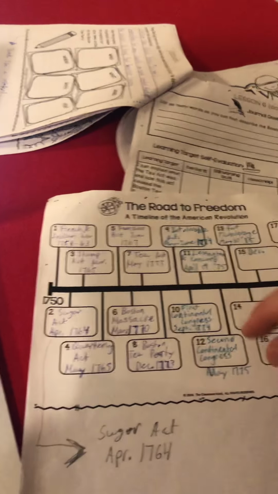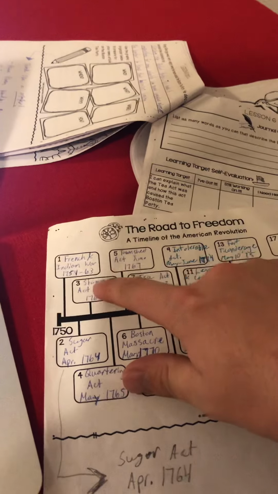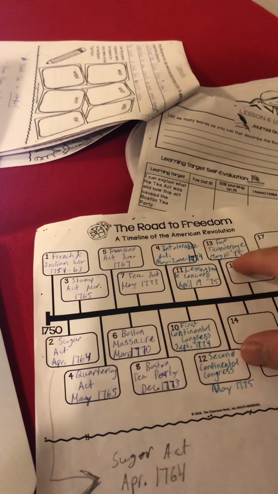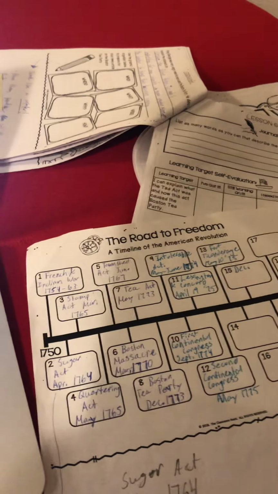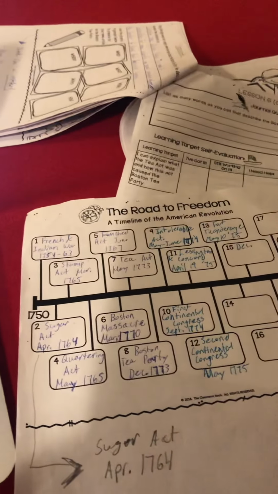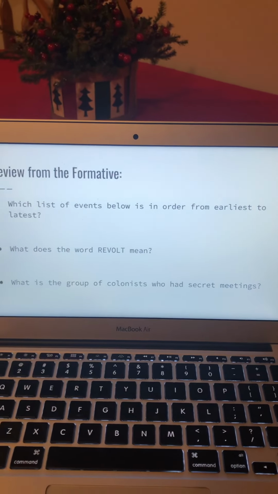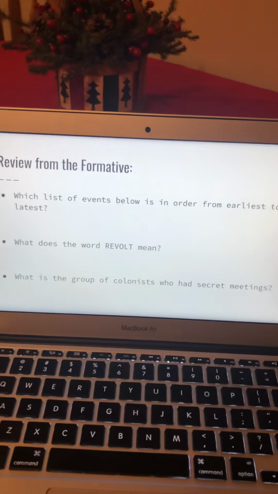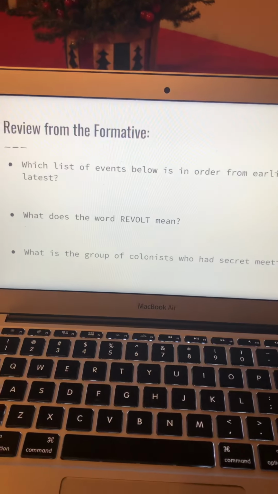See how it's labeled 1, and for instance I'm on 13 right now. These are the lists of events, like what was going on. Number 1 is the first one, number 2 is the second one. So just pay attention, because that question, which list of events below is in order from earliest to latest, was on the form and that's going to be on the unit test. That's very important.